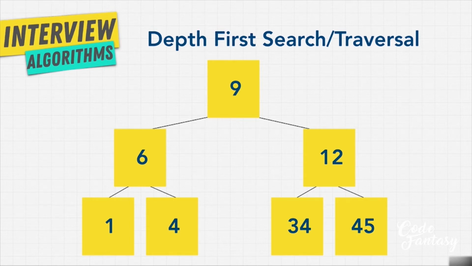Let me show you. We start off with 9, then we go to 6, then we go to 1, and we've reached a leaf node. There's no more children. So we go back up to 6 to our ancestor and then see if there's any more unexplored children. In this case, we haven't gone to 4, so let's go to 4. And now we go up, because there's no more children, all the way up to 9 and say, all right, let's go to the right now. We go to 12, then 34, and then come back up and then search 45 as well.